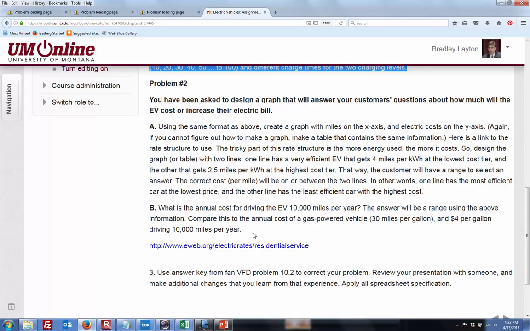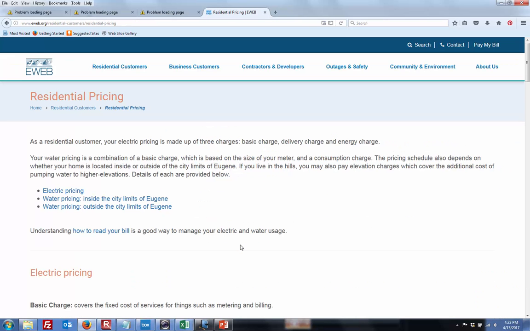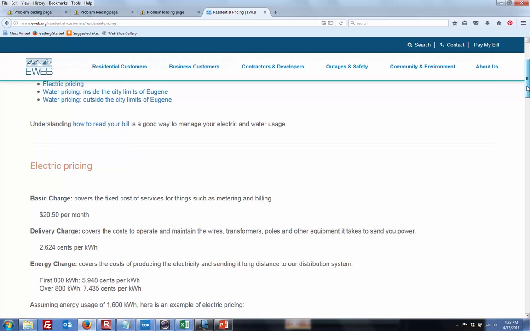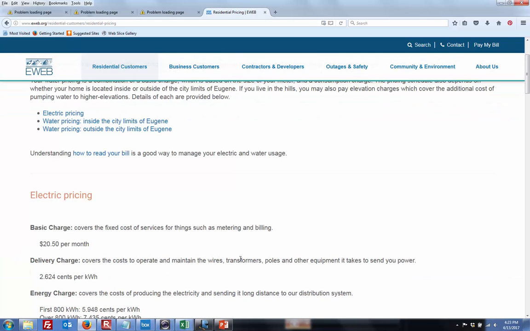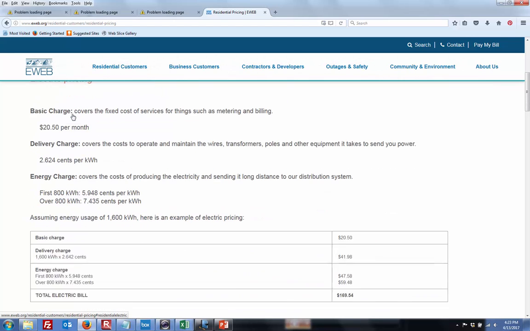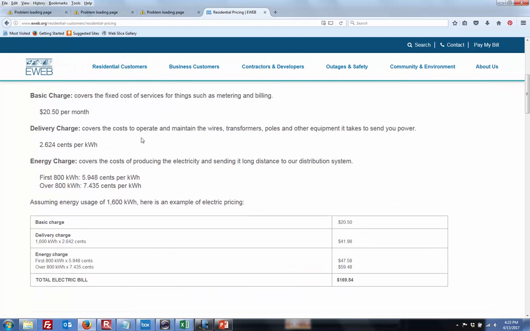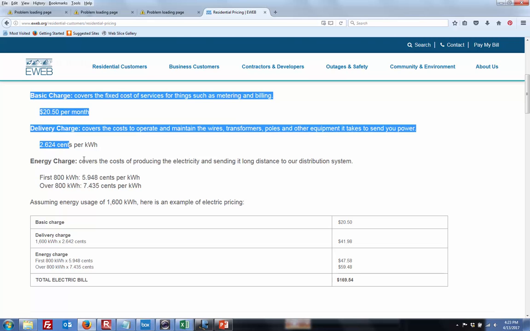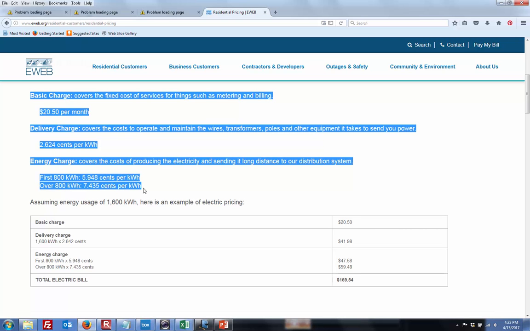$4 per gallon gasoline, oh my God. It's a nice little website. Okay, basic charge. So you get that $20 per month, no matter what. Yep, you sure do.